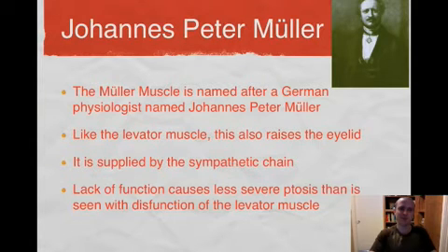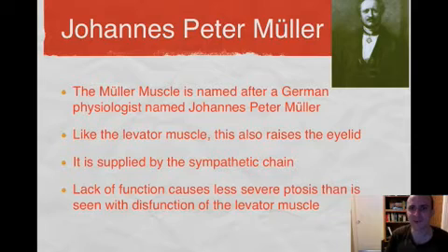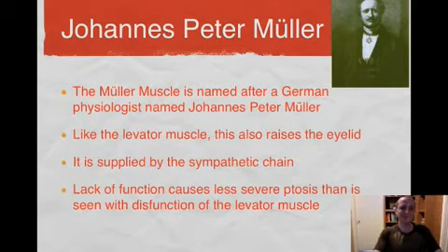And this gentleman can tell us why. Johannes Mueller. He is the gentleman that the Mueller muscle is named after. He was a physiologist in the 1800s. And just like the levator muscle, the Mueller muscle of the eye also elevates the eyelid. It's one of the other elevators of the eyelid besides the levator palpebrae, and it's supplied by the sympathetic chain. So lack of function causes ptosis that's actually less severe than the ptosis seen when the levator muscle is out.